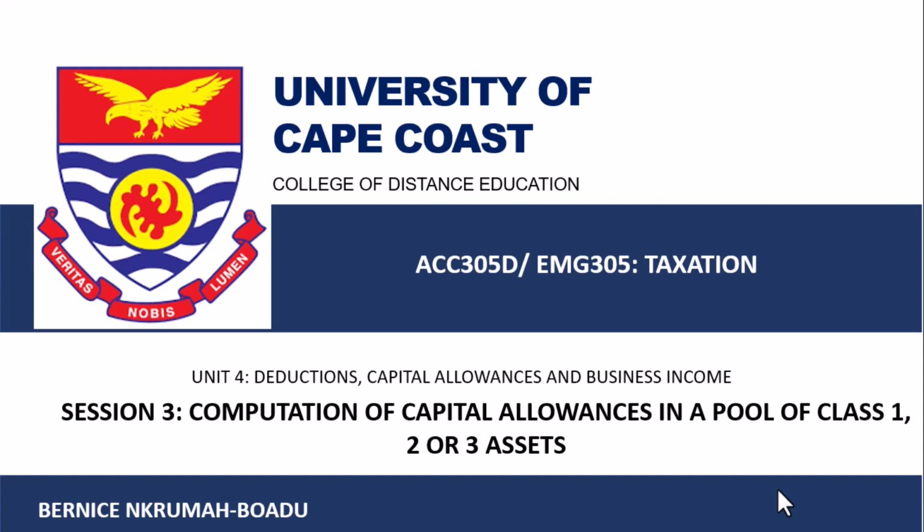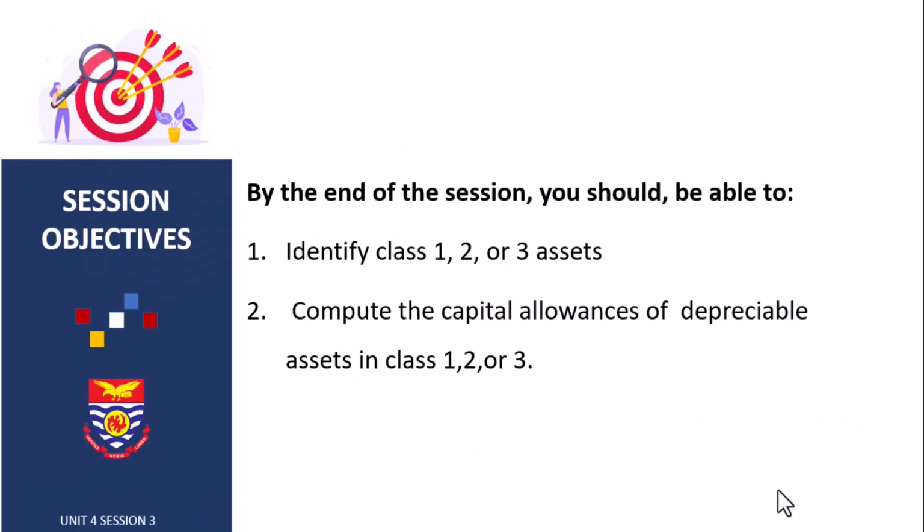Welcome to Unit 4, Session 3. Our topic today is computation of capital allowances in a pool of Class 1, 2, or 3 assets. By the end of the session, you should be able to identify Class 1, 2, or 3 assets and compute the capital allowances of depreciable assets in Class 1, 2, or 3.